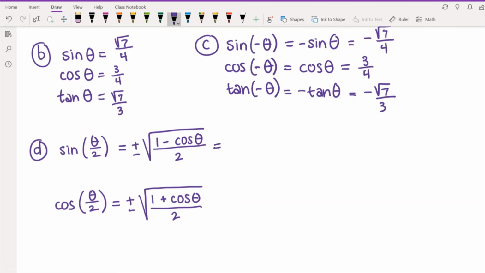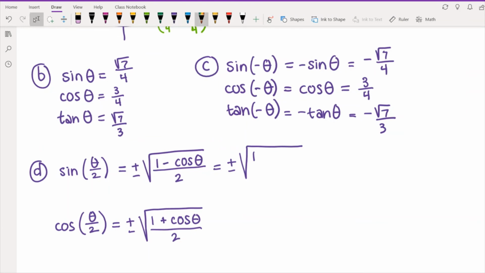And then one of them ended up being plus and one ended up being minus. So basically all you have to do for this is plug in what we have for cosine of theta and then figure out whether it's positive or negative. So what was cosine of theta? Well, we know that cosine of theta was equal to 3/4. And so we have 1 minus 3/4 divided by 2.